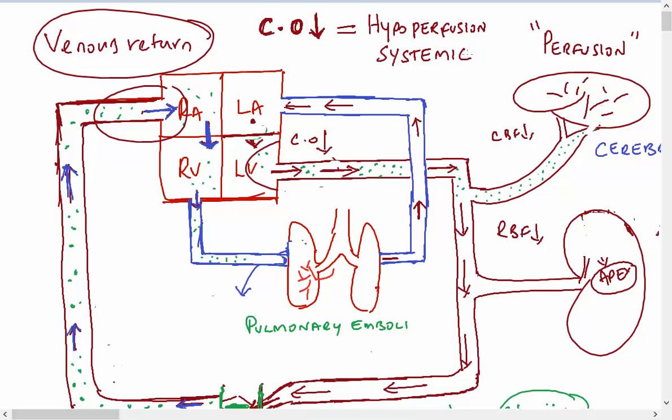So if there is hypoperfusion all over the body, all over the tissues, the whole tissue goes for hypoxia, systemic hypoxia, very dangerous, right? The whole tissue goes for injury. Understand? So this is called shock. It can happen when there is reduced cardiac output.